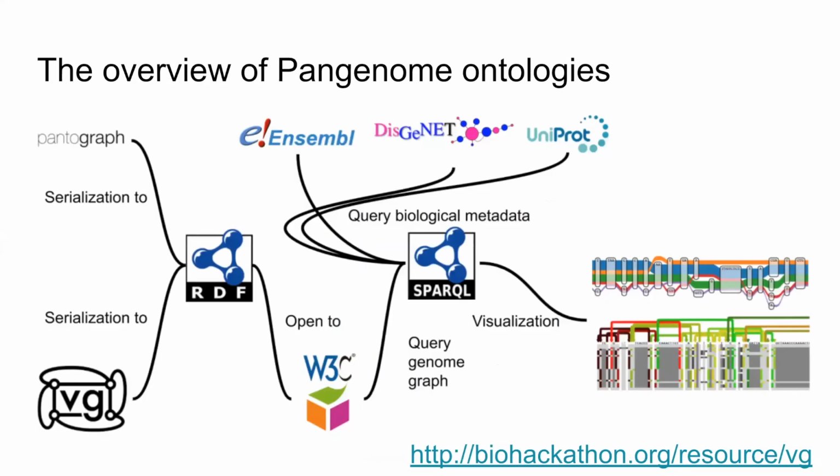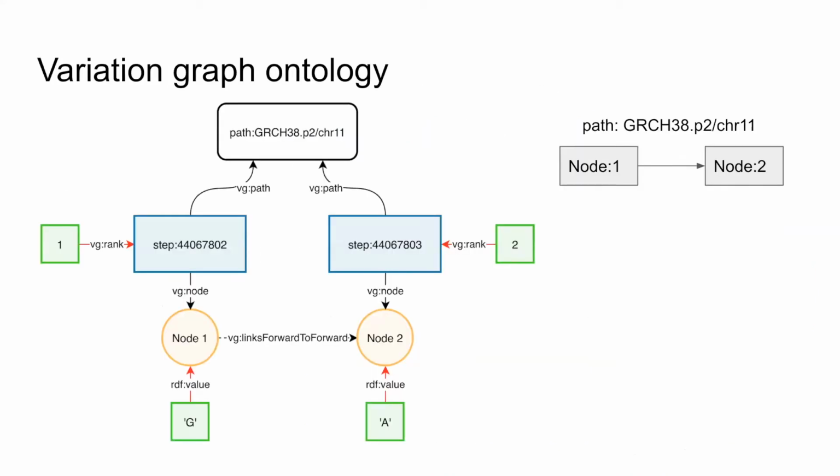This is our proposed pipeline of data flow. VG and the Pantograph data structure can be serialized to RDF using the proposed ontologies. As you know, existing databases such as Ensembl or UniProt are already provided as RDF. Therefore, we will be able to query against these databases with SPARQL and fetch the annotations along with a specified subgraph. To enable that, we propose two ontologies.